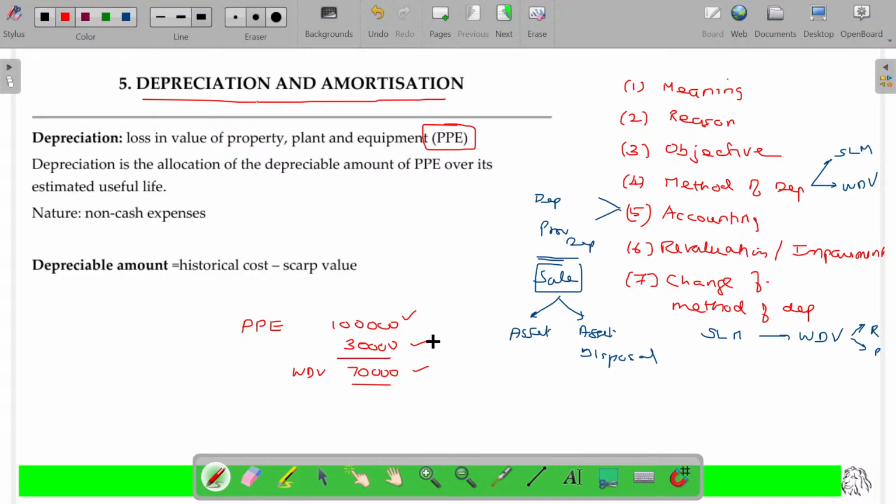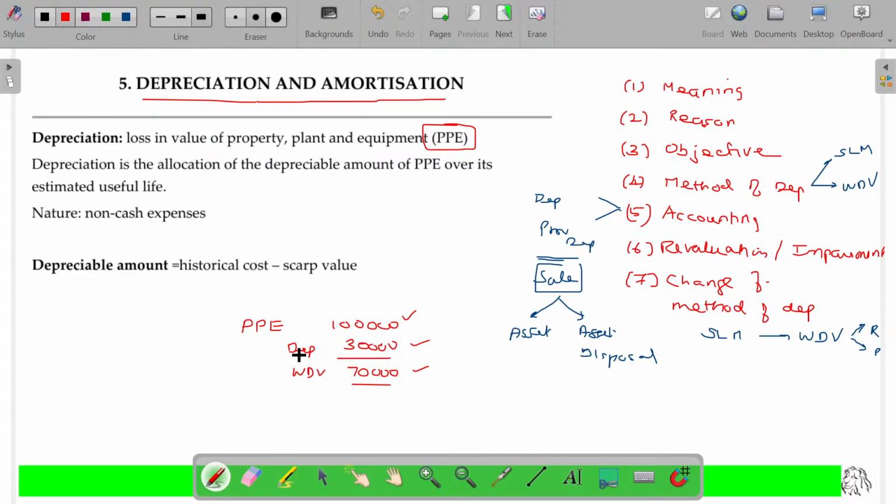The value lost due to the usage, this is called depreciation. Clear? So you purchase a bike for rupees 1 lakh. After 1 year's usage, the bike value may be 70 or 80,000 rupees. You purchase probably a mobile, 1 year later the value will go down. Due to the usage, the value loss for any asset is named as depreciation.